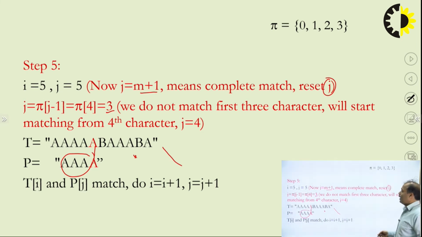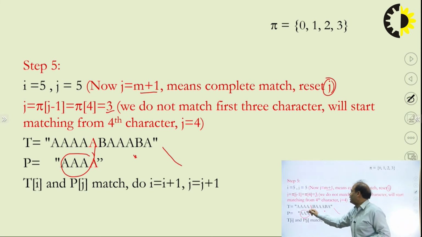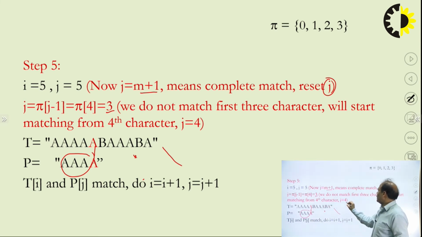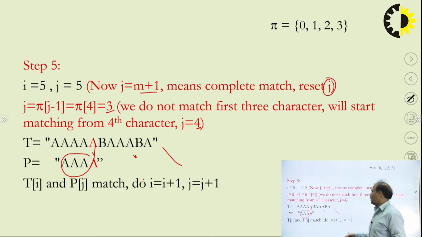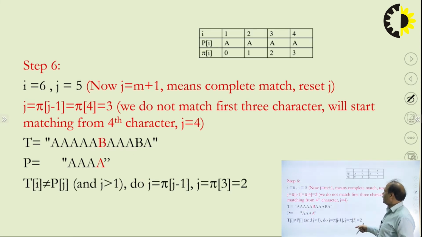Unlike the Naive algorithm, which was comparing every character here, because this is already matching, there is no need to go there. And you see this prefix is 3, so we have to skip the 3 characters and J will be 4. Look at here, 1, 2, 3, 4. 4 matches will be there. Again T and P of J match, that means yes, they match. So J becomes 5 again, meaning a complete match again.